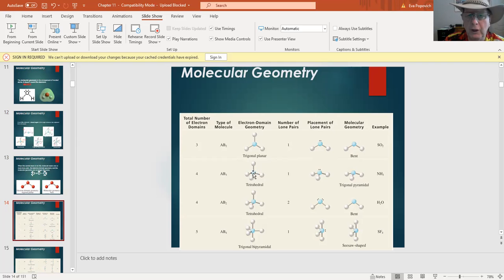Similarly, if I have a tetrahedron and all the 4 spaces are occupied by atoms, my molecular geometry is going to as well be a tetrahedron. If one of those locations is going to be a lone pair, then that changes the shape of the molecule from tetrahedron to trigonal pyramid. And I'm going to go over all of them one at a time. This is just a nice reference for you so that you can see the number of lone pairs and how it changes the shape from electron geometry to molecular.